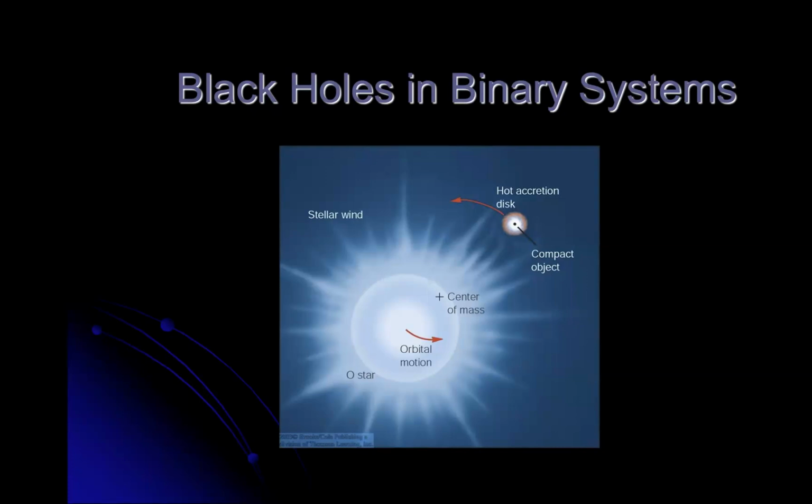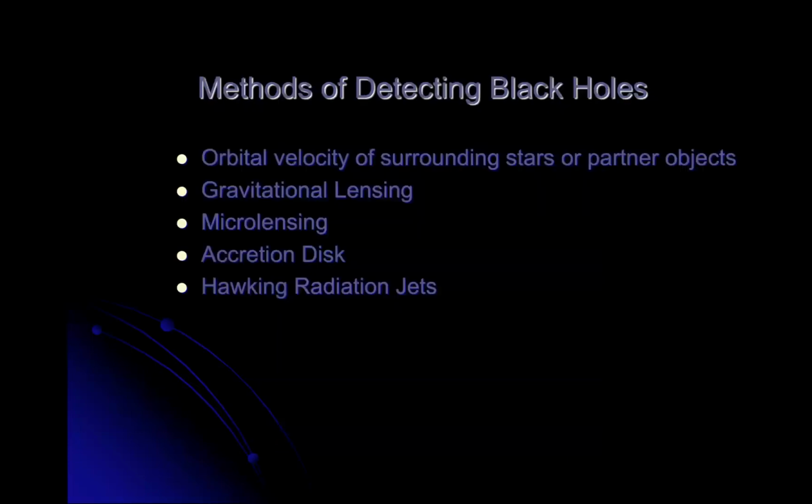And sometimes, even though we cannot see the black hole, there are other things such as a hot accretion disk and radiation jets coming out of the black holes. And those are things that we can see and therefore identify the presence of a black hole. So here are the methods of detecting black holes: orbital velocity of surrounding stars or partner objects.